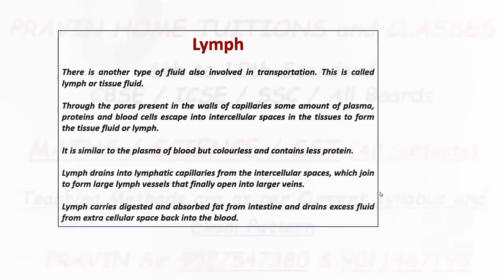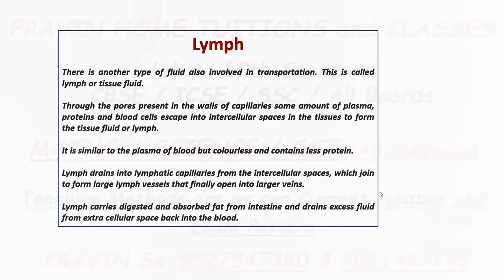Now, lymph is another type of fluid which helps in transportation. This is called tissue fluid. Through the pores present in the walls of capillaries, some amount of plasma, protein and blood cells escape into cellular spaces, and there this tissue fluid is formed, which is called lymph. It is similar to plasma, but it is colorless and it contains less protein. Lymph drains into lymphatic capillaries from the intercellular spaces.